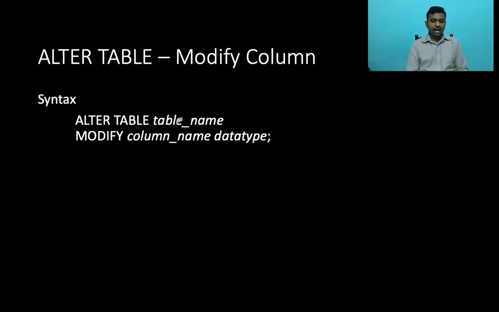Okay. Now modifying a column, right? As of now, we have seen how to add a column. We have seen how to add a constraint. Now we are going to see how to modify a column. Now, how can I modify a column, right? On what basis can I modify a column? So if I want to modify a column, I'll say alter table name, modify column and the data type.